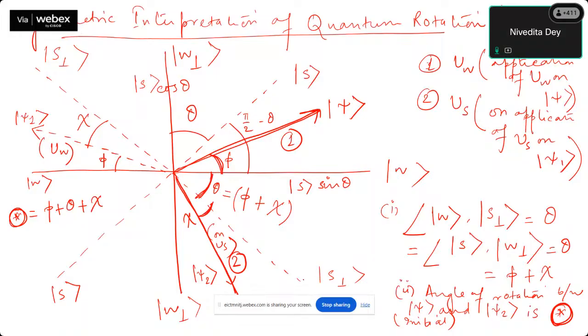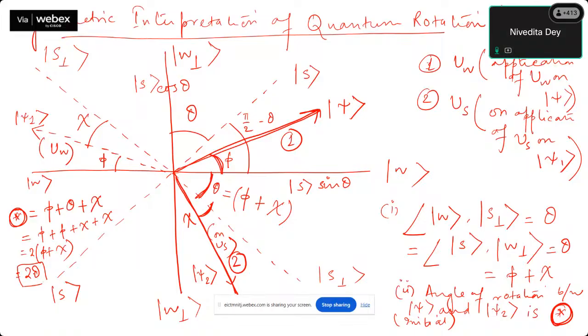Which is nothing but, theta is equal to phi plus lambda. So it's phi plus phi plus lambda, or say 2 times phi plus lambda, or equivalently we can write it as 2 theta.